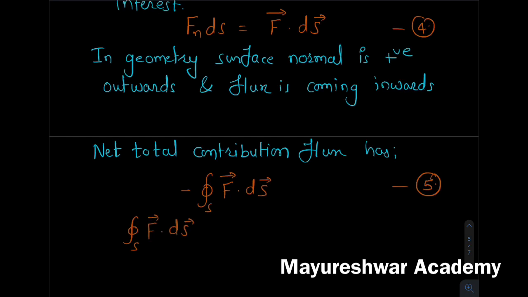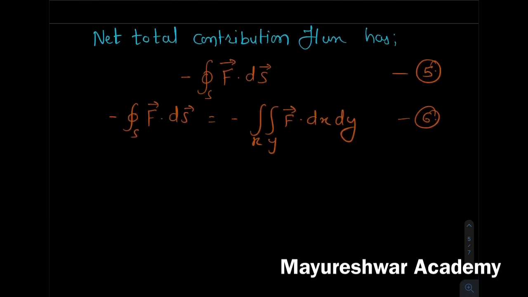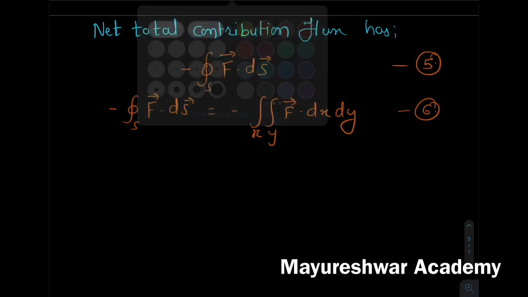So here also we need to note that the closed surface integral f bar dot ds bar is actually double integration in Cartesian frame such as xy, f bar dot dx dy. So this is what we need to note.